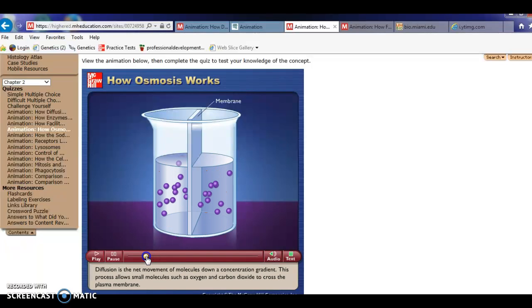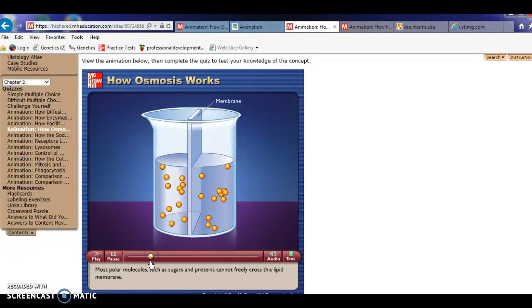So this was showing a little bit of simple diffusion. It says diffusion is the net movement that allows small molecules such as oxygen and carbon dioxide to cross the plasma membrane. Here, polar molecules change colors and say that things such as sugars and proteins can't go across because they're polar.